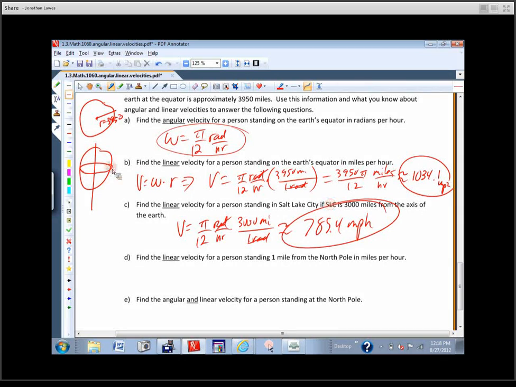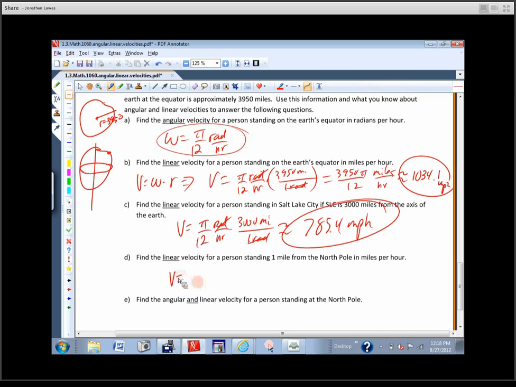Now, so we've got a person at the equator. We've got a person in Salt Lake City. What if we have a person who's only 1 mile from the North Pole? He's getting ahead. Probably. Well, is he spinning very fast? No faster than us. Is he moving very fast?